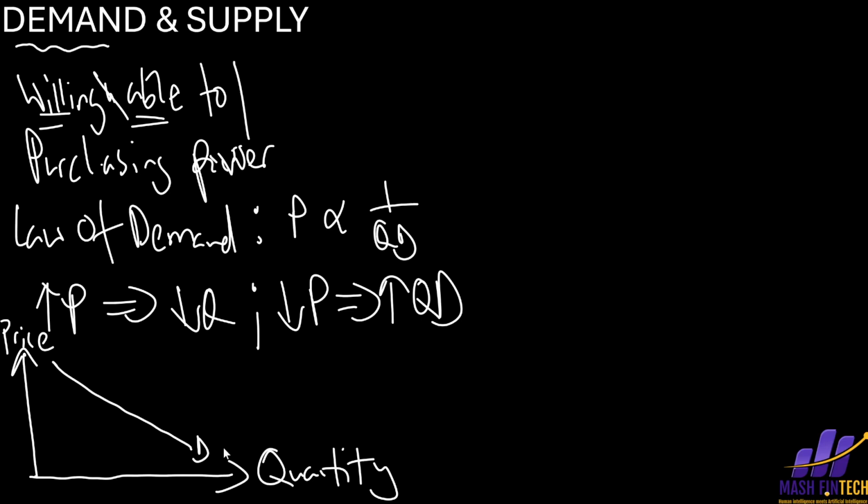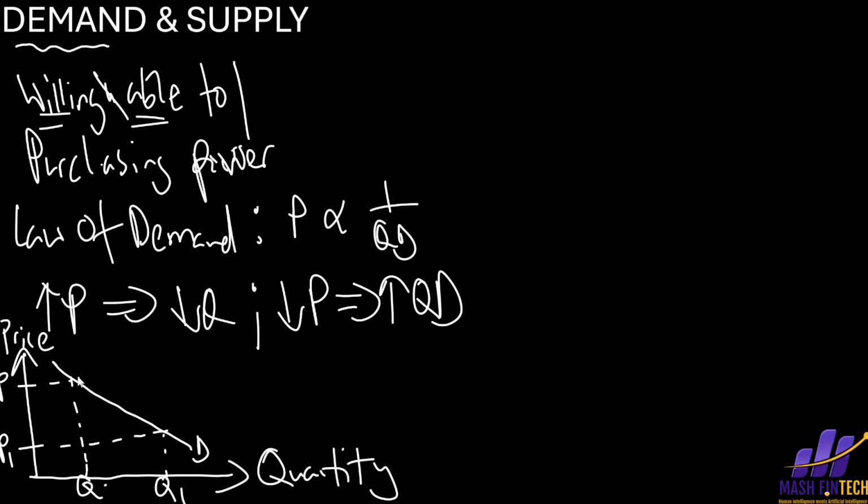So this is a demand curve, slopes down from left to right, where at high prices, this is a high price P, the quantity demanded is quite low. But if the price is down here, let me call this P1, the quantity demanded is quite high. All right, so this is the law of demand. At high prices, the quantity demanded is low. At low prices, the quantity demanded is high.